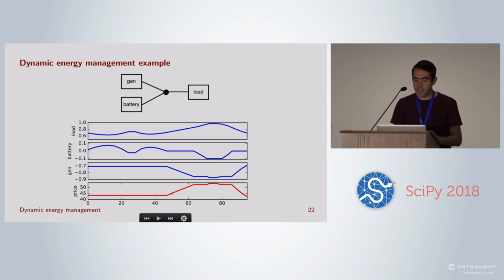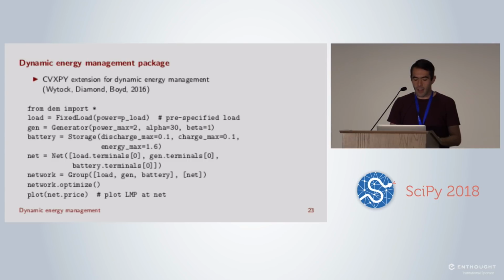And then this price, this is the locational marginal price right here. So it's basically how much everybody should be paying for power. And you can do a cool thing where the generator pays the battery or the load pays the generator, and the battery sometimes is paying money and sometimes making money. Anyway, you can do fun stuff with this.